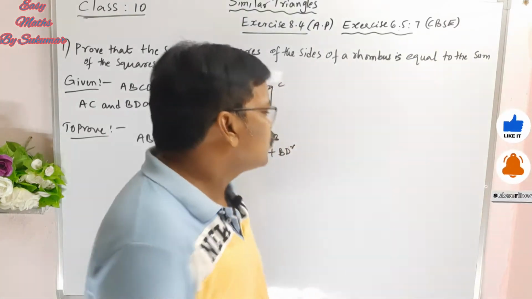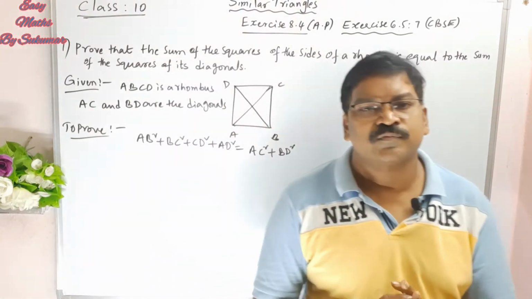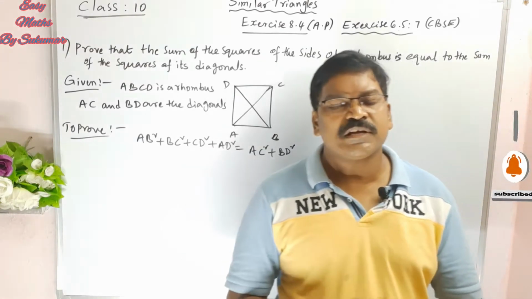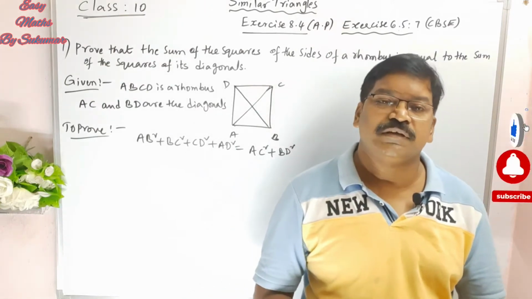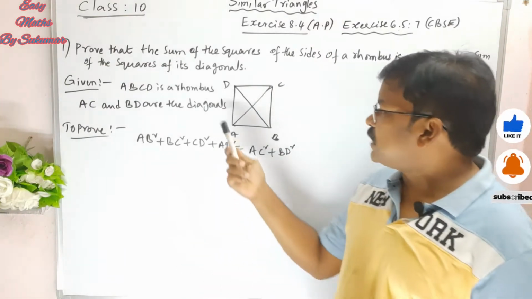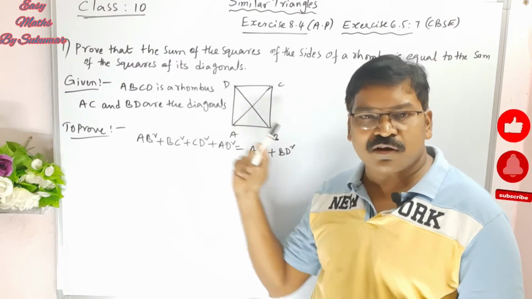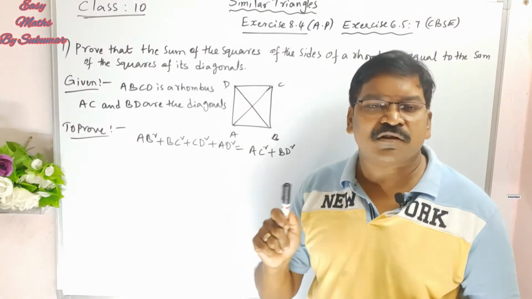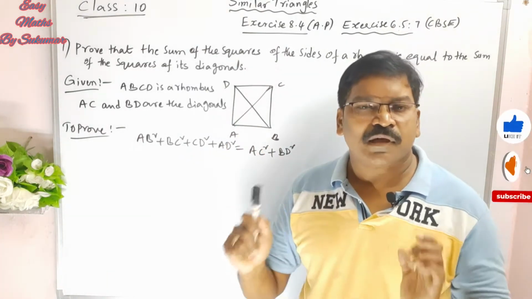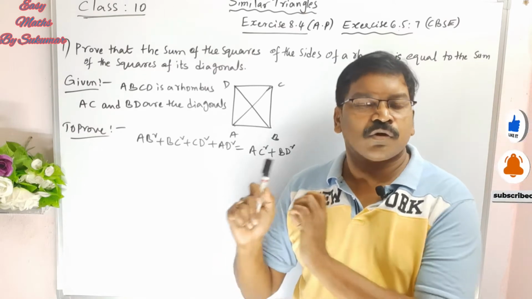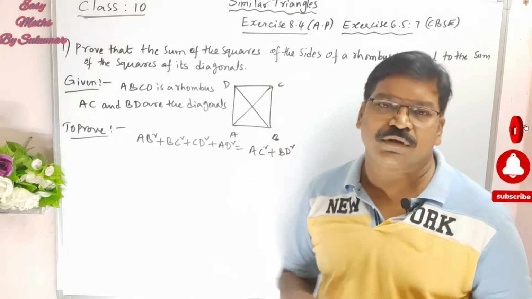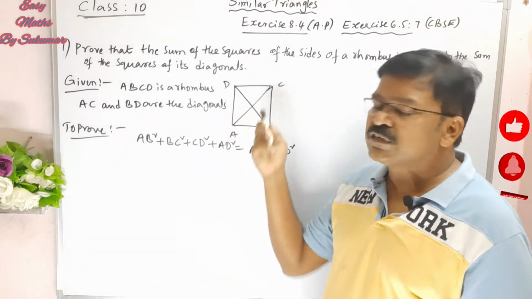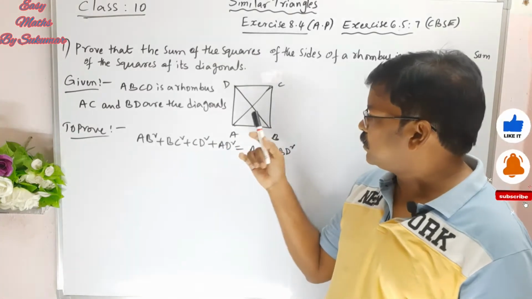Right. See my dear students, before we start this proof, let us recall the properties of a rhombus. What is the definition of a rhombus? In a parallelogram, if the adjacent sides are equal, then it is called a rhombus. In a rhombus, all the sides are equal, and opposite angles are equal. Of course, you already know that.